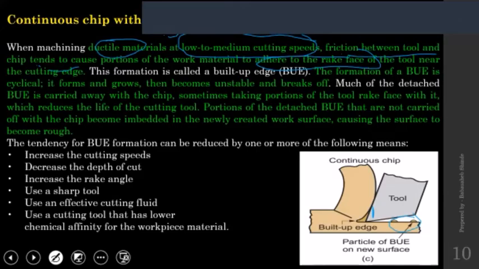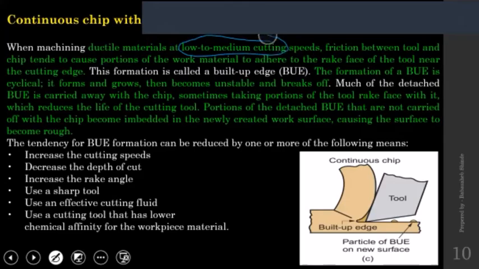Now, how to avoid formation of this one? As the low to medium cutting speeds are majorly causing the formation of the continuous with built-up edge chip, increase the cutting speed. That is the first solution. What is the second solution? Decrease the depth of cut.